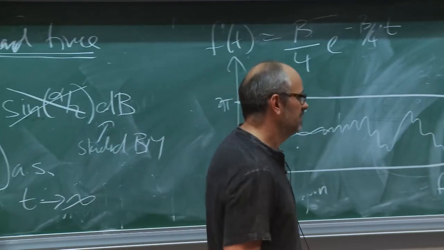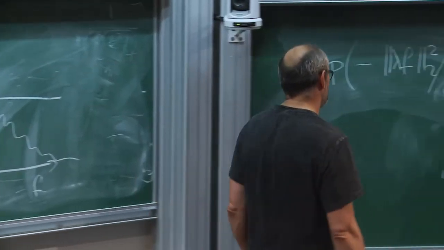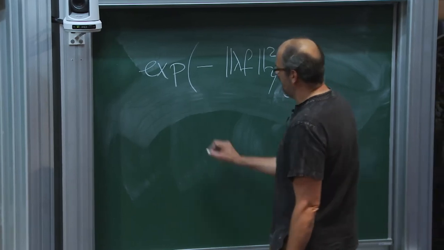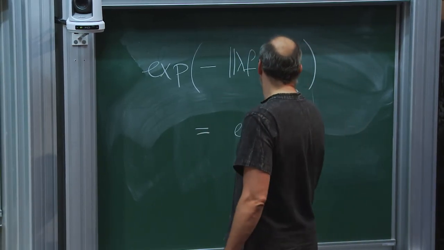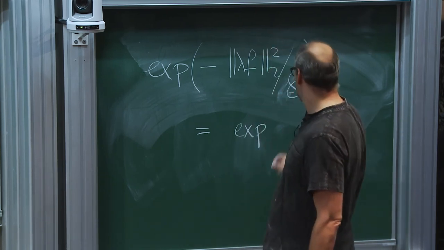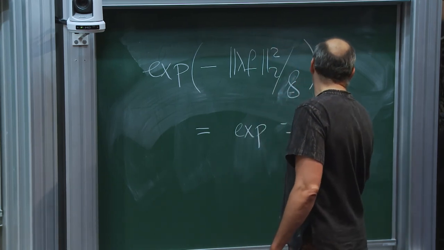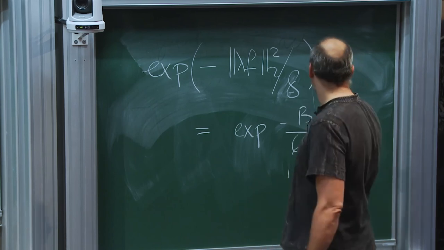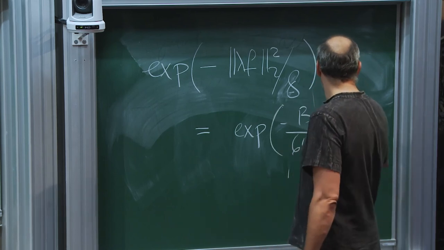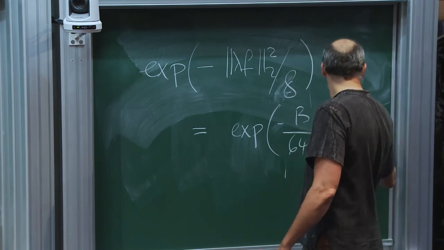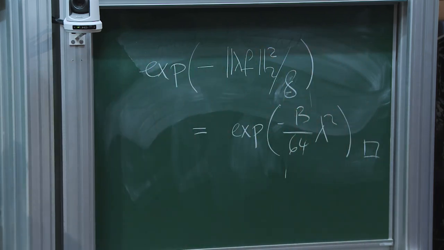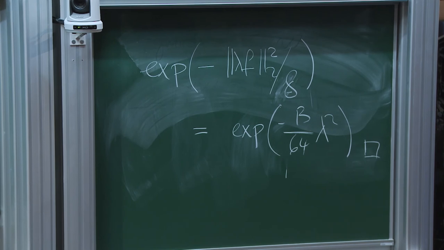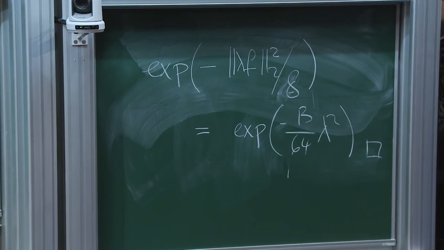This is just standard facts about Brownian motion, and if you compute that, you just get exactly exponential of minus beta over 64 lambda squared. You can get all the way to that gamma if you do this more precisely. Well, quite a bit more precisely. But.